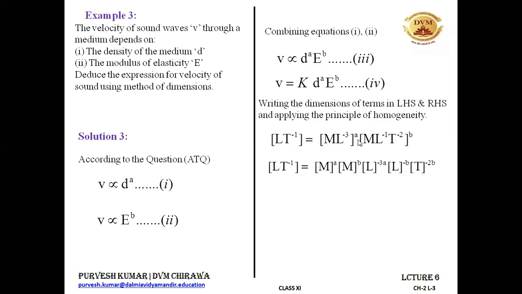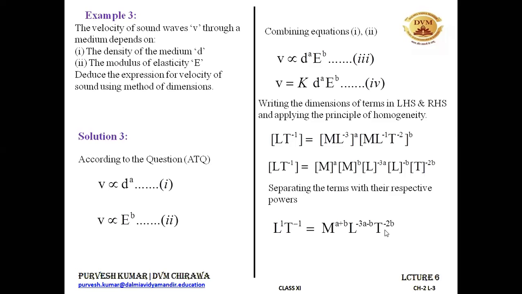Now, when the bases are the same and the powers are different, we can easily add them. That's what we have learned in algebra. So M has power A plus B. L has power minus 3A minus B. And T has power minus 2B. We can write it like this. Separating the terms with their respective powers: in the left hand side, L has power 1 and T has power minus 1. Towards the right hand side, M has power A plus B, L has power minus 3A minus B, and T has power minus 2B. I hope it is clear.